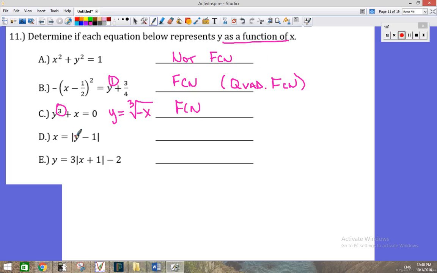Now here I've got a problem because the absolute value symbols are around the y. I know that this equation would break down to two equations: x equals y minus 1, or x equals the opposite of y minus 1. So in other words, I have a positive y minus 1 here and a negative here, the plus or minus, so for the same x, we're going to have different y values. This is not a function.